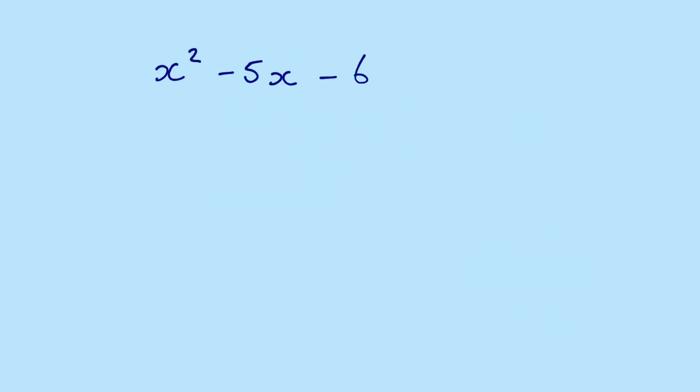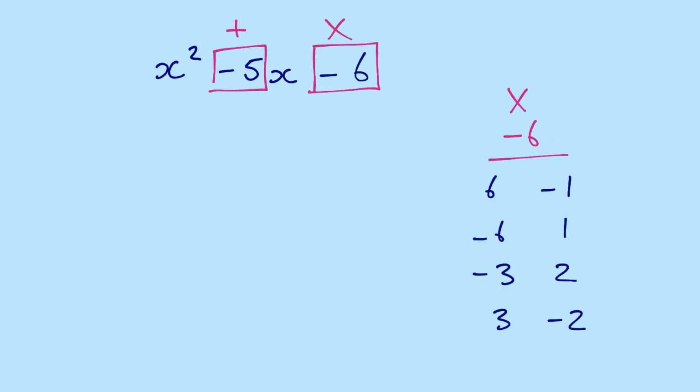Here's another question to try. Remember, we have to see what will add to give me minus 5 and times to give me minus 6. So I'll start off by listing all my factor pairs of minus 6. Now that I have my 4 pairs of numbers, I then need to see which of these pairs will also add to give minus 5. And that, of course, is minus 6 and 1.